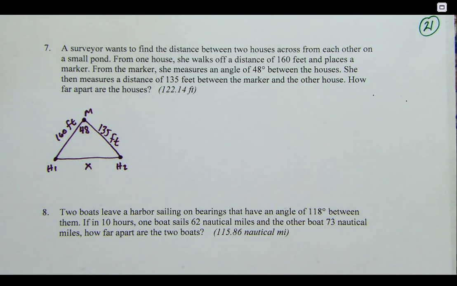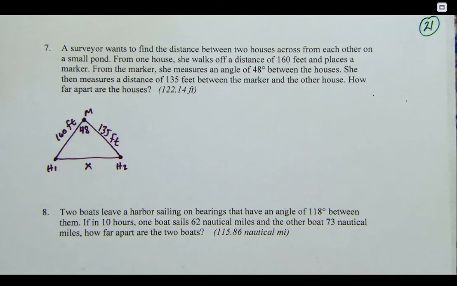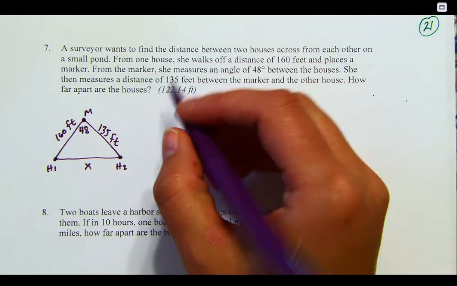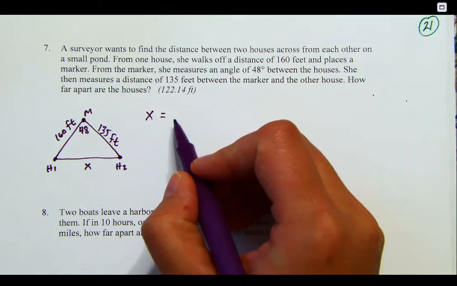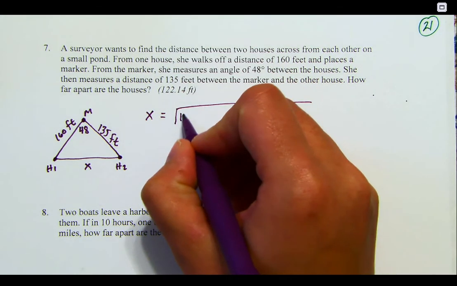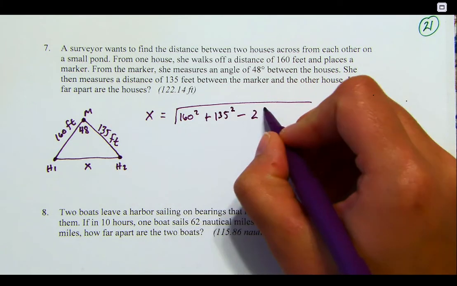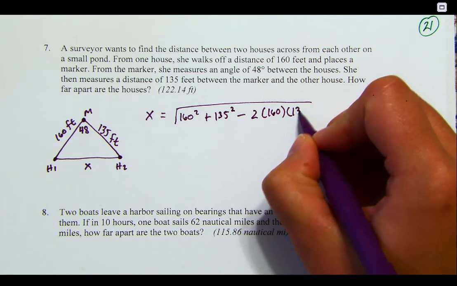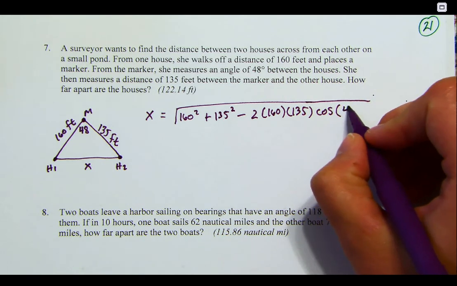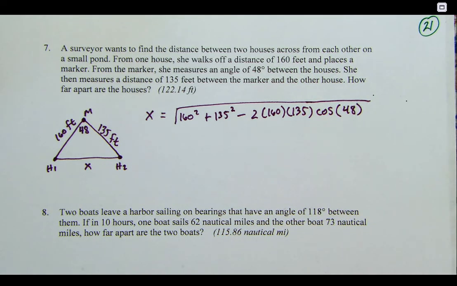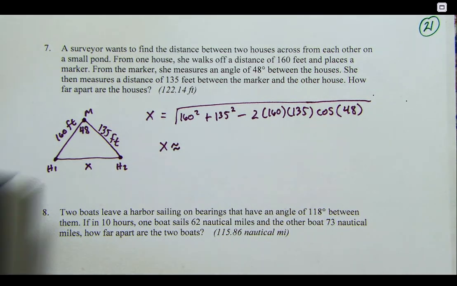Okay. So we have been given side, angle, side. So that tells me that we're using the law of cosines. If I'm going to start with this side and I'm just plugging numbers into the formula, and I'm going to take the square root right away. So our x is going to equal the square root of 160 squared plus 135 squared minus 2 times 160 times 135 times the cosine of 48. And at this point, I'm ready to type that in. If you want, you can simplify, but we don't need to.